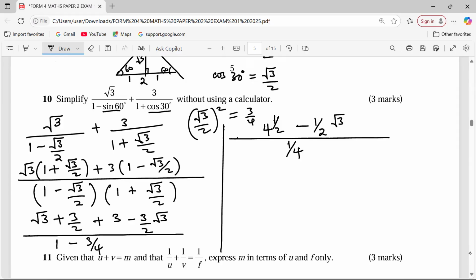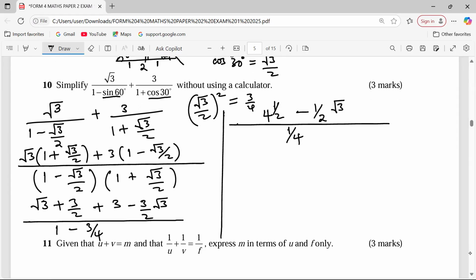Root 3 over 2. So now we cannot remain with a fraction at the denominator. Actually, let me have it this way: 9 over 2 instead of 4.5, minus root 3 over 2. We are dividing by a quarter, which means everything can be multiplied by 4. Dividing by a quarter means multiplying by 4.